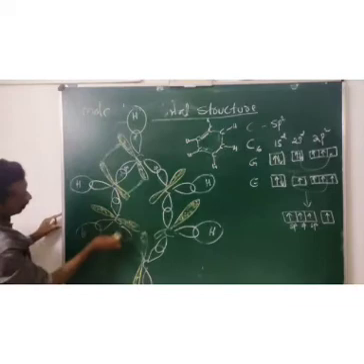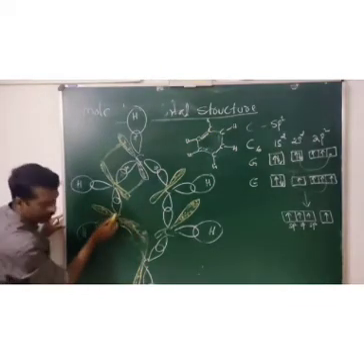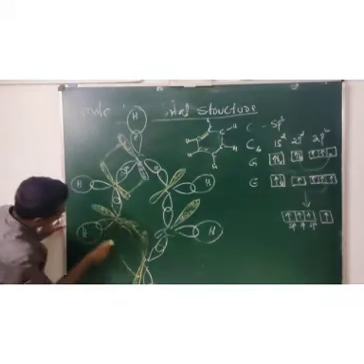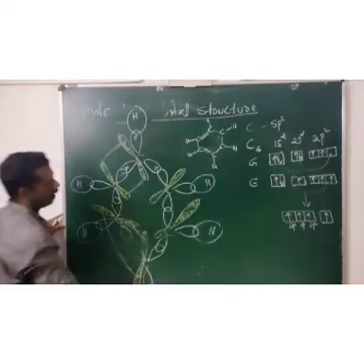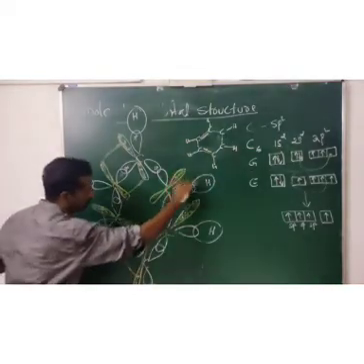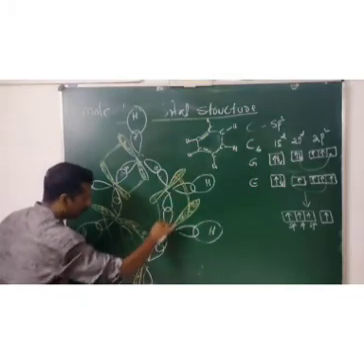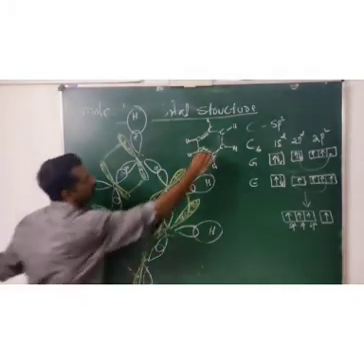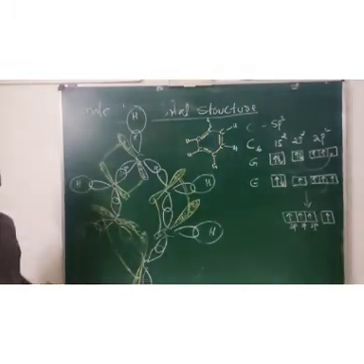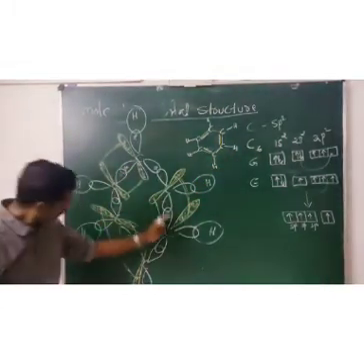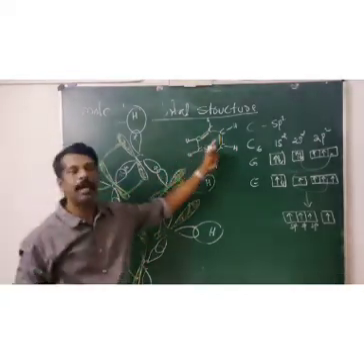And look at here, here also you can see that this lobe will overlap, and this upper lobe will overlap, which will result in the formation of the second pi bond. And look at here, this unhybridized p orbital will overlap, the upper lobe will overlap, and here the lower lobe will overlap, which will result in the formation of the third pi bond. Clear? So because of this orbital overlapping, this is the structure you are getting.